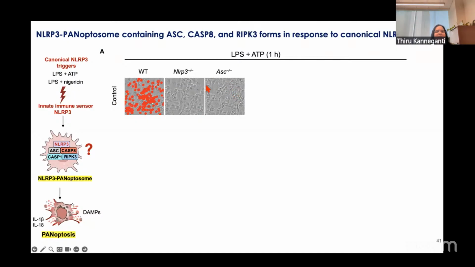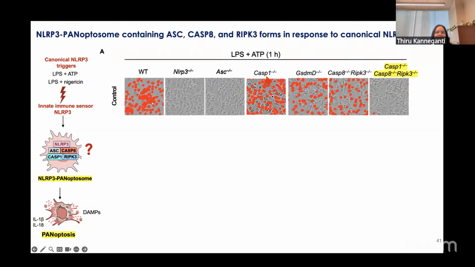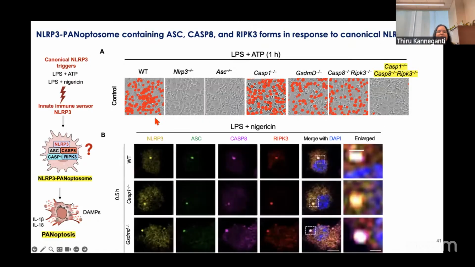One would think it's an inflammasome, but then, as you can see here, to our surprise, as soon as 30 minutes, caspase-1 deficient cells start dying. Gasdermin D, gasdermin E, even caspase-8 RIPK3 deficient cells start dying, and the same TKO complex provides protection. And we have to actually ask the question, what is happening in wild type cells? So as you can see here, in wild type cells, as soon as 15 minutes, you can see beautiful colocalization of NLRP3, caspase-8 and RIPK3, our core complex of the panoptosome, coming together, forming a panoptosome complex.